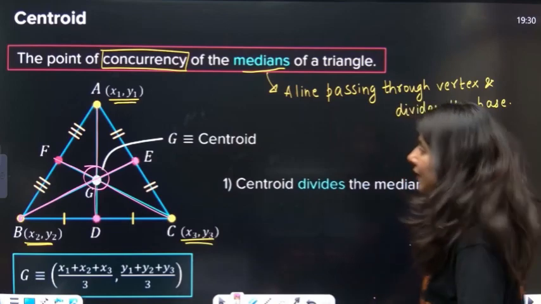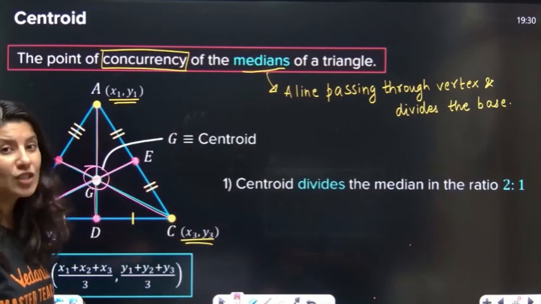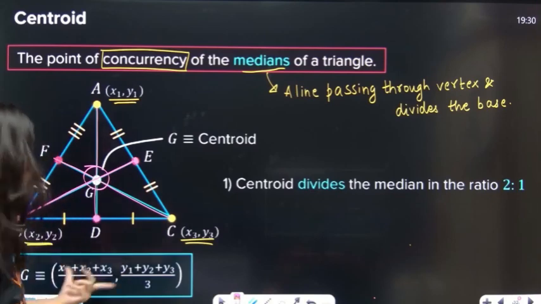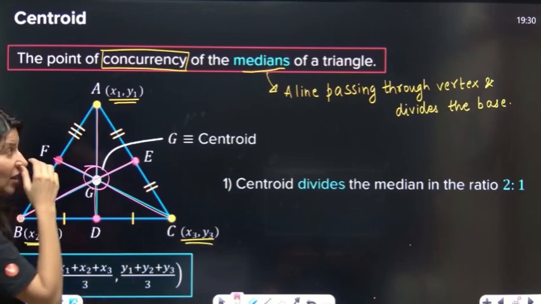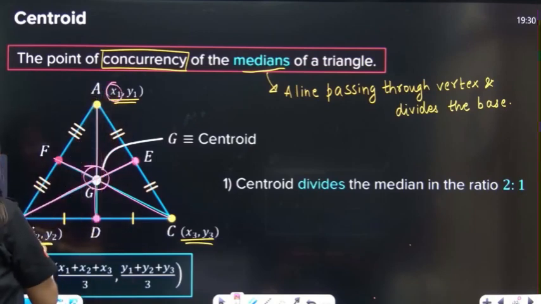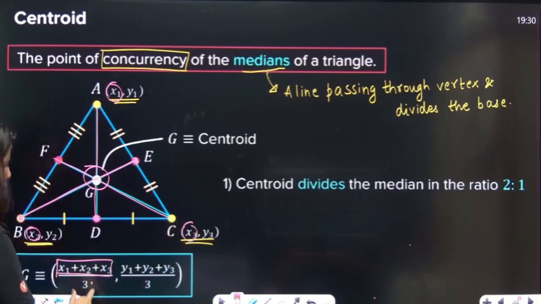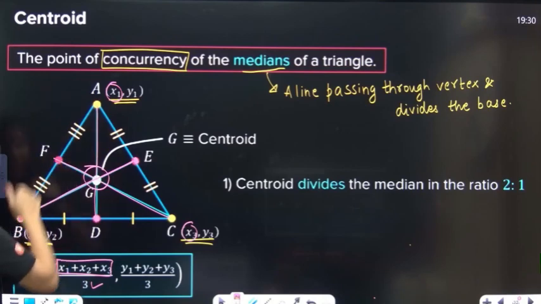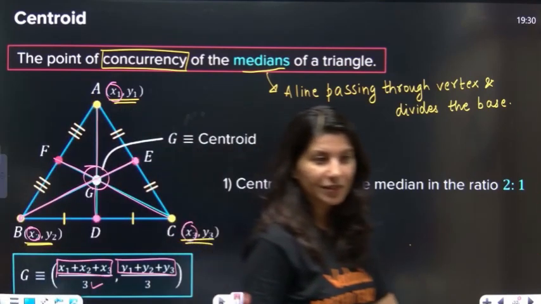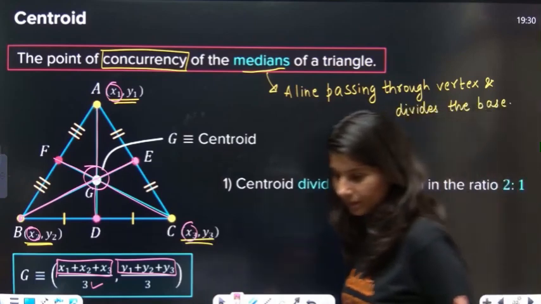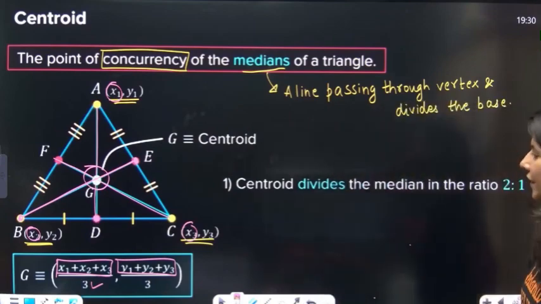Now what is G? If I talk about G, the coordinates of G you can easily calculate. How? This is the formula. So G, the centroid of a triangle: the x coordinate will be the sum of all the x coordinates of the vertices upon 3. So x1 plus x2 plus x3 by 3, then y1 plus y2 plus y3 by 3. This is your centroid. All right, clear? Perfect.